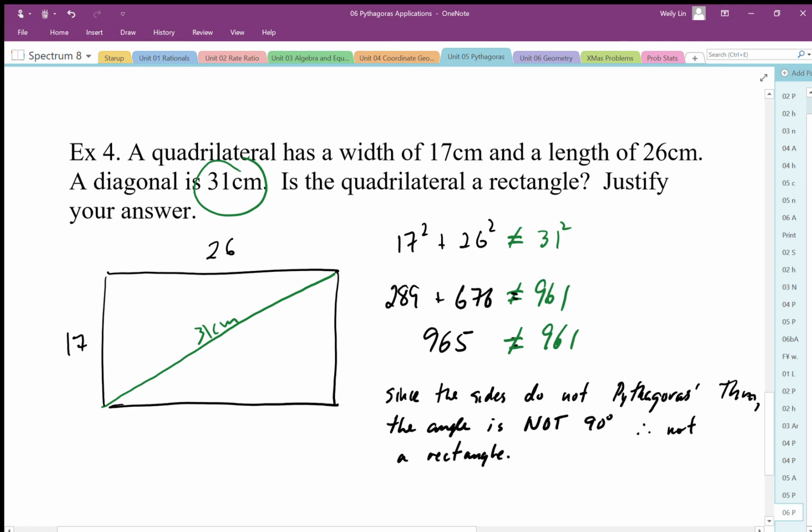So we can use the Pythagoras theorem to actually prove if something is 90 degrees or not. So this is an important consideration when we're using Pythagoras theorem. It has to be 90 degrees. The converse or the opposite is that if it doesn't follow Pythagoras theorem, the angle is not 90 degrees. So this is not 90 degrees. This is what we call the converse of the Pythagoras theorem.